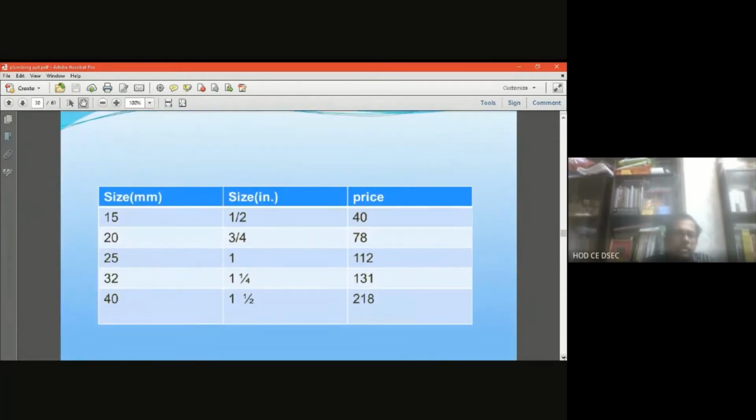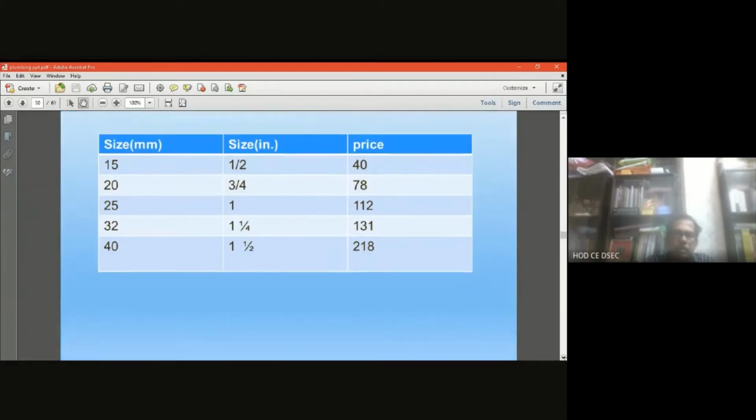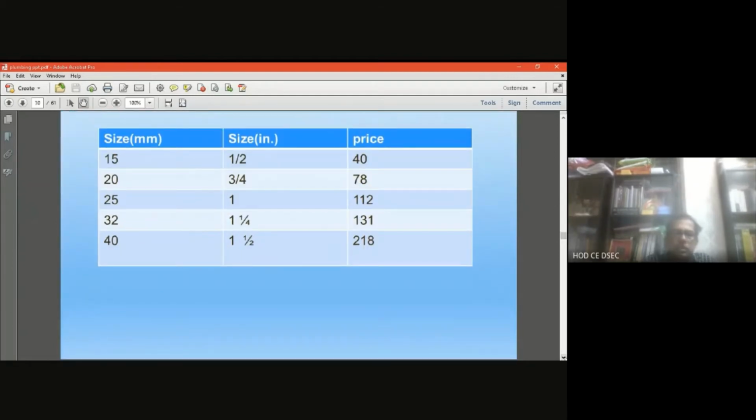Now, what are the sizes of union available? 15, 20, 25, 32, 40. Not 50, which you have seen earlier. So there are five available sizes: 15, 20, 25, 32, 40. So these are used for maintenance.